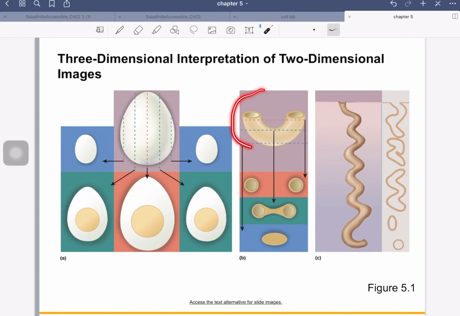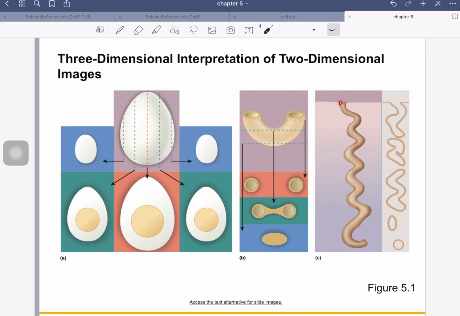Same thing here with tube structures. If you cut it here, then you'd have no idea it looks like a tube. If you cut it here, you may not be able to tell that it's actually this shape. And if you cut it up here, you may actually think it's 2 different tubes. So it's easy to get a misrepresentation of what a structure looks like.